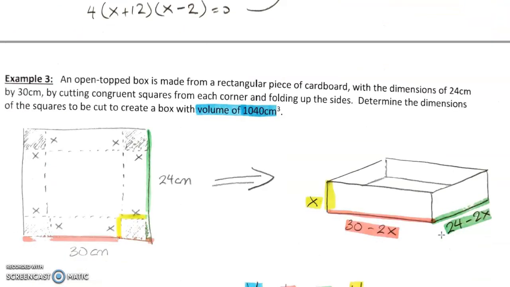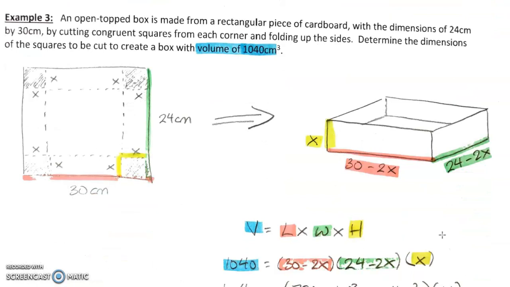All right, now let's go three-dimensional. An open-topped box is made from a rectangular piece of cardboard with dimensions 24 centimeters by 30 centimeters by cutting congruent squares from each corner and folding up the sides. Okay, this is a piece of cardboard. It measures 24 by 30, and what they're going to do is they're going to cut and basically throw away each of these corners, which are squares, and we don't know what the dimensions of the squares are, but they should be the same because it's a square. And so I just represented it by x.